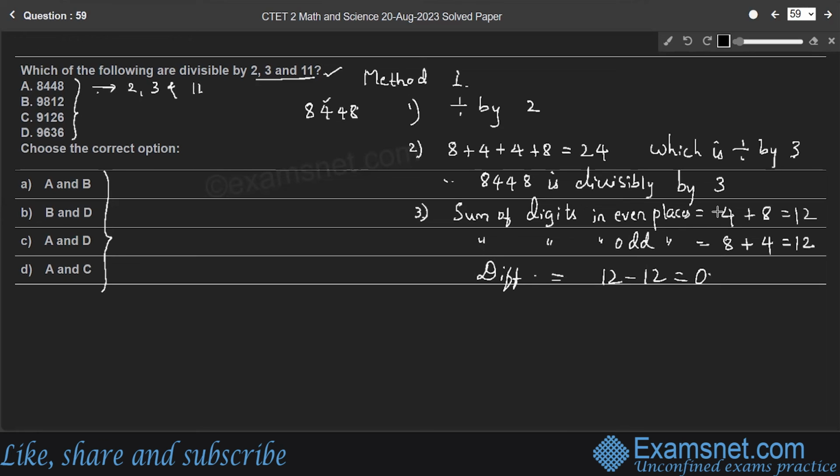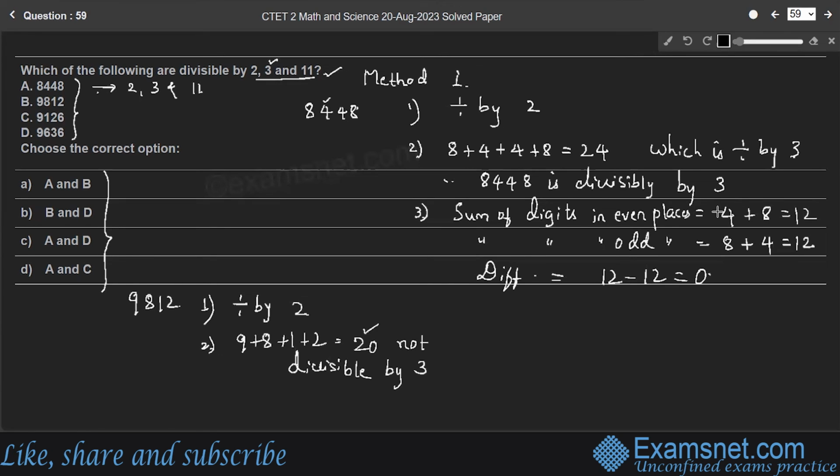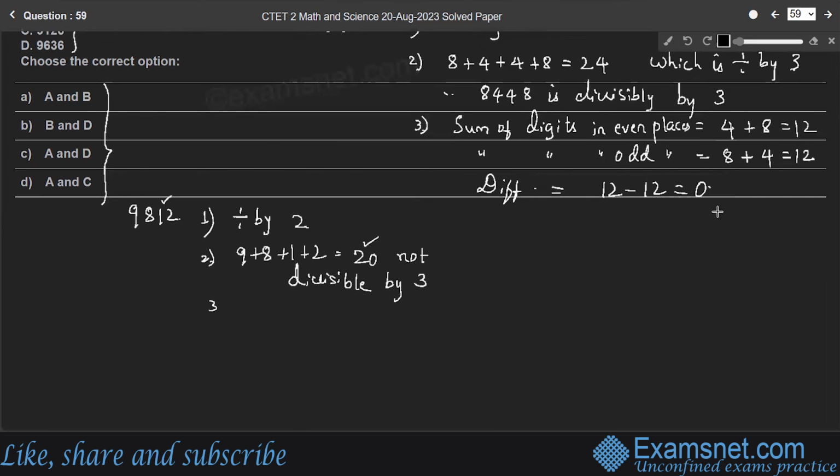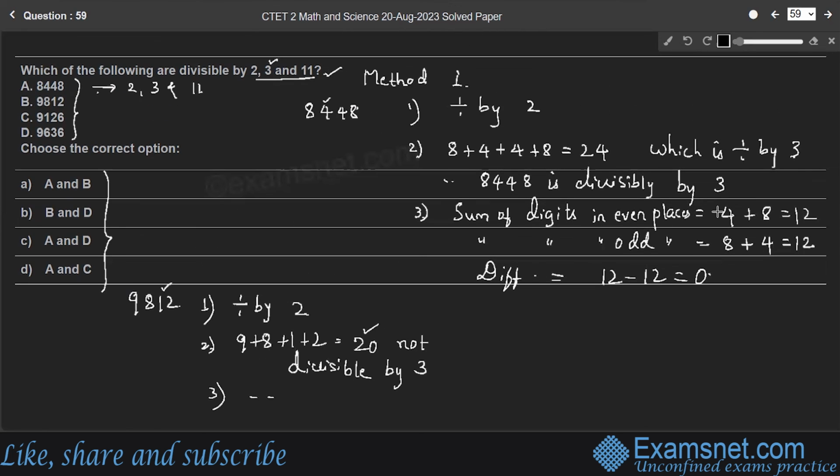Let us consider the second number, which is 9812. So we'll check whether it is divisible by 2. Yes, it is divisible by 2 because the number is an even number. Next, the divisibility rule of 3. So we'll consider the sum of the digits 9 plus 8 plus 1 plus 2. So we have 2 plus 1 is 3, plus 8 is 11, plus 9 is 20. So which is not divisible by 3, because 20 is not divisible by 3. Therefore, the whole number 9812 is not divisible by 3. No need to go for the divisibility rule of 11, because the number should be divisible by all the 3 numbers, right? So no need to consider the second number.